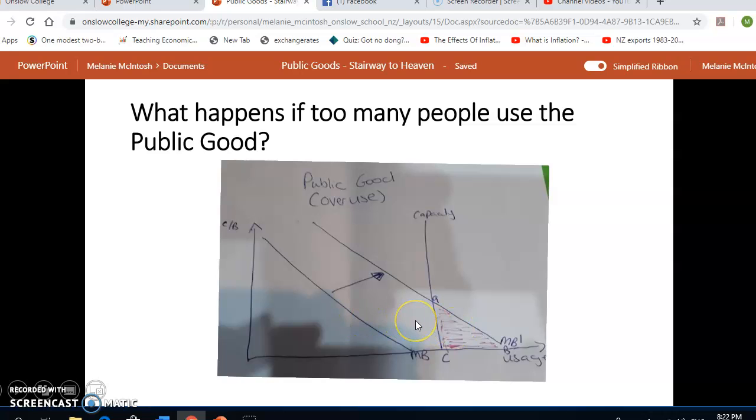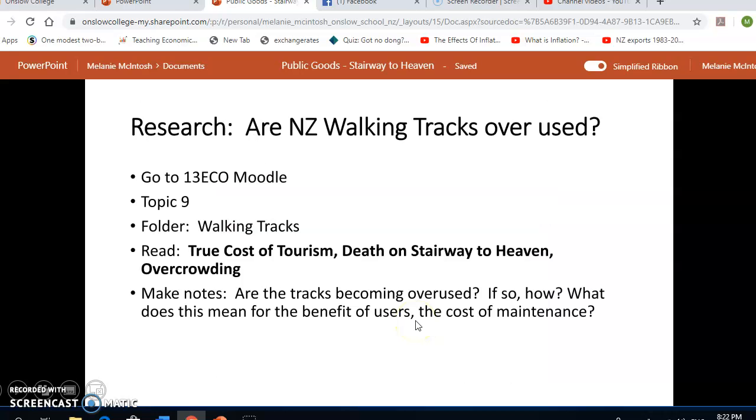So for us to do now, go to 13 Economics Moodle, go to topic 9, walking tracks, and there's actually quite a lot here. We've got the true cost of tourism from Stuff. There is a death on the Stairway to Heaven. I didn't mention it, but with Tongariro Crossing, with too many people using it, there's a lot more accidents and stuff, and search and rescue, and the Westpac helicopter rescue has got to come in. It's going a bit far, but there you go.